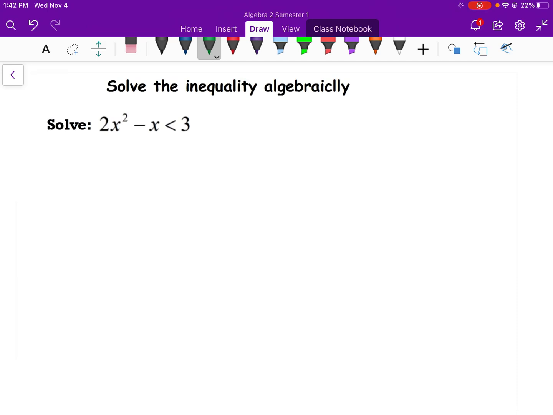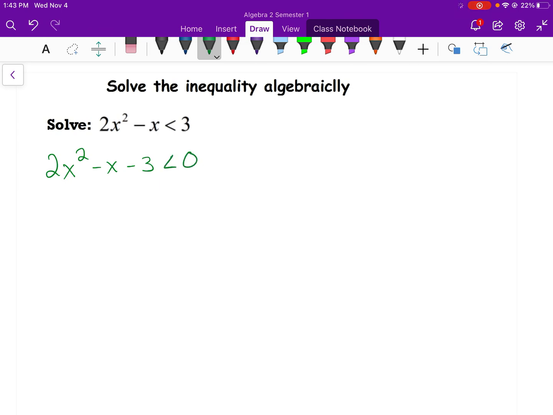So we got 2x squared minus x is less than 3. Like I mentioned earlier, we still need to have that idea of setting it equal to 0. So we need to get everything to one side. When I do that, I'm going to get 2x squared minus x minus 3 is less than 0.